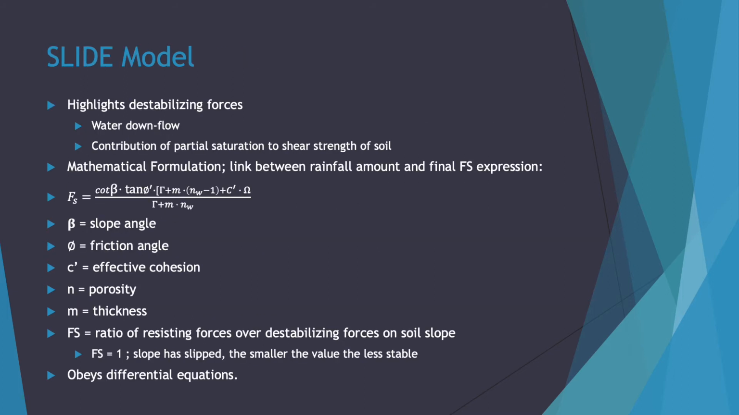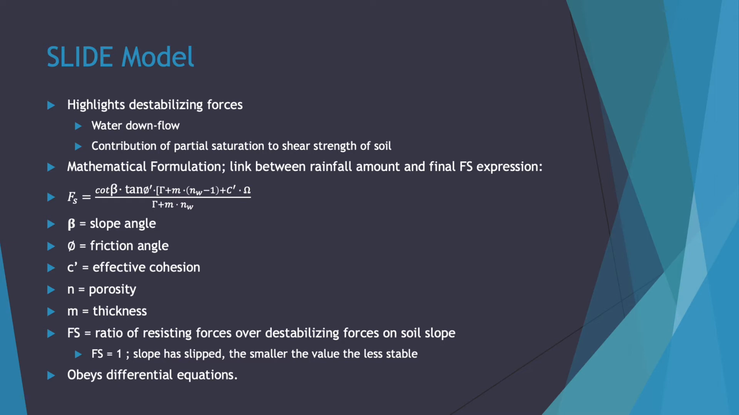When looking at the SLIDE model, we know that it has been modified from two different studies. The first was Fredland in 1996, and the second was Montracio and Valentino from 2008. The SLIDE model is a mathematical model that translates the physical phenomenon of the rainfall triggering process through differential equations. The SLIDE model highlights destabilizing forces due to water downflow and the contribution of partial soil saturation.